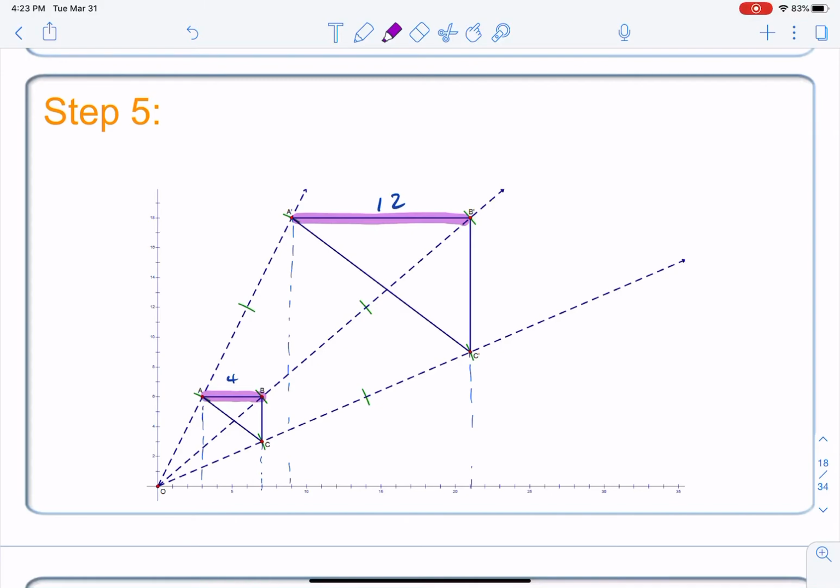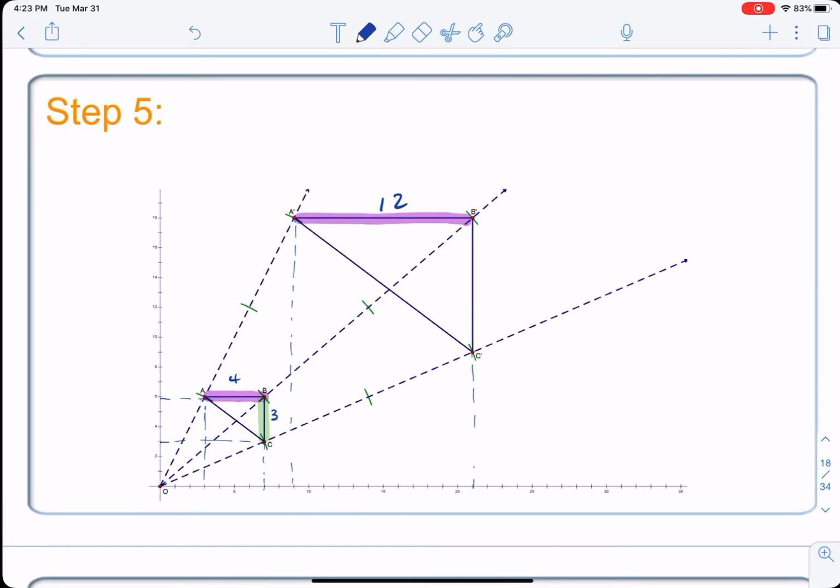big. Let's try that on another segment, shall we? How about B to C? From B to C, I do believe that this one hits at 3 and at 6, so this one is 3. How big should B prime C prime be? Well, 3 times 3 is 9. This segment should be 9.